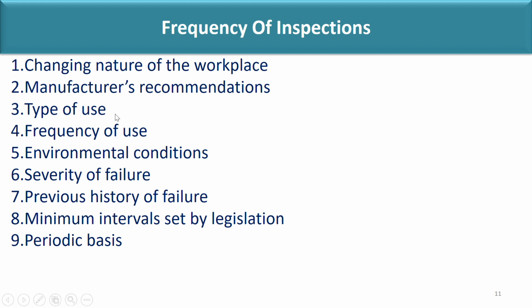Frequency of inspections, changing nature of the workplace. Based on this, we set the frequency. Manufacturer recommendation: the manufacturer says monthly, weekly, or yearly, after 6 months, quarterly. Type of use, frequency of use, environmental conditions, severity of failure, previous history of failure. If there are more failures, then more frequent inspections are required. Minimum interval set by legislation, so this is also decided by the legislation. Periodic basis.